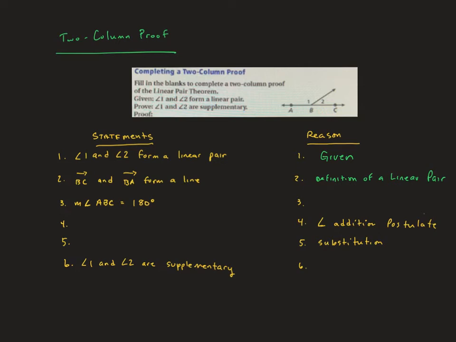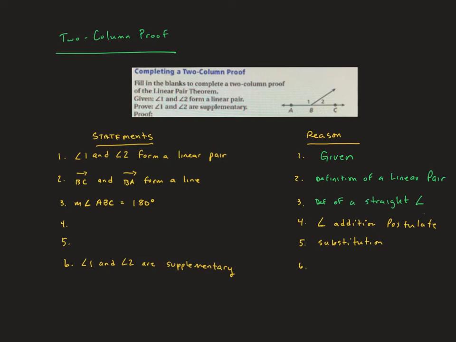Okay, now when it tells me that the measurement of angle ABC is equal to 180 degrees, what we do know is that when we have the definition of a linear pair, when we have opposite rays, right? Opposite rays form a straight angle. A straight angle is going to be 180 degrees. So then my reason for step 3 is going to be the definition of a straight angle. Because if they're opposite rays, they form a straight angle, and therefore they're equal to 180 degrees.